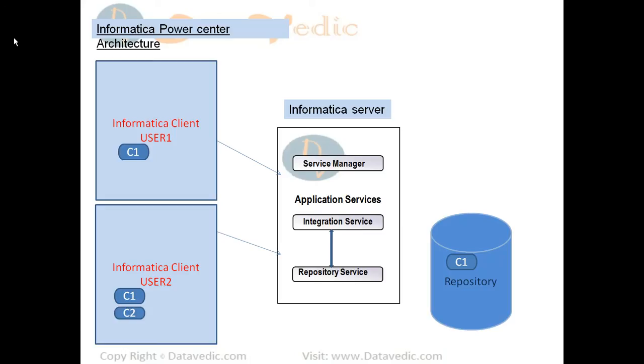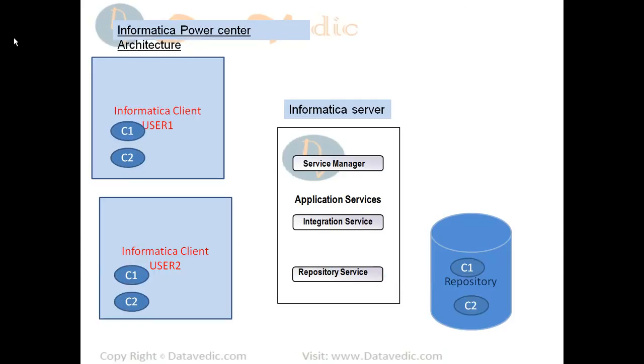Now let's assume user 2 has created code C2, and when he tries to save the code, the Informatica client will create the communication to the repository service, and the repository service will communicate with the repository, and the code C2 will be saved in the repository like this. Now user 1 is not able to see the code C2. If we refresh his connection to the repository, then he will also be able to see the code, provided he has permissions to that particular code. Like this, multiple client machines can access the repository and the code available in it.